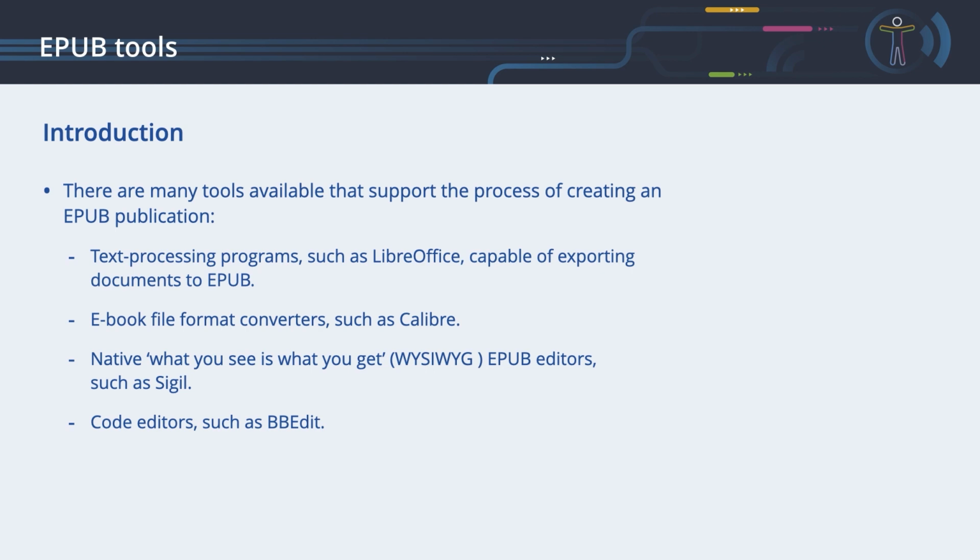Text processing programs, such as LibreOffice, capable of exporting documents to EPUB format. Please take into account that you cannot use Microsoft Word 2016 for this purpose because it does not have a built-in EPUB export tool.